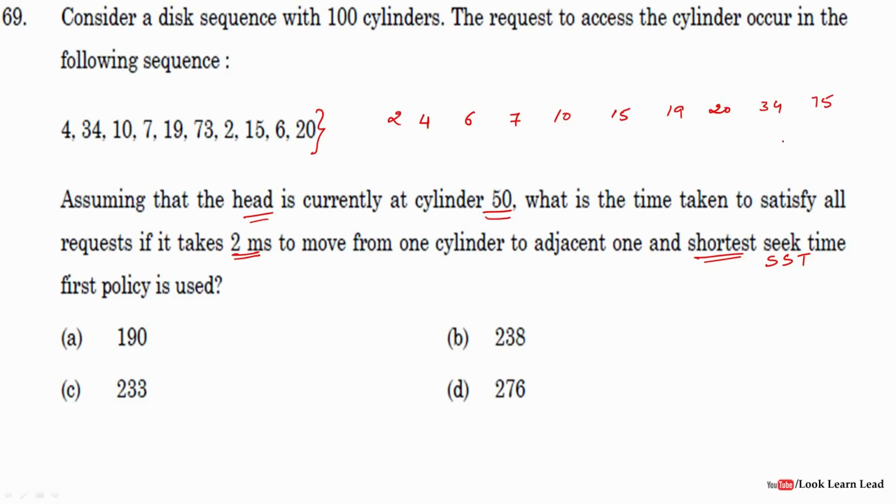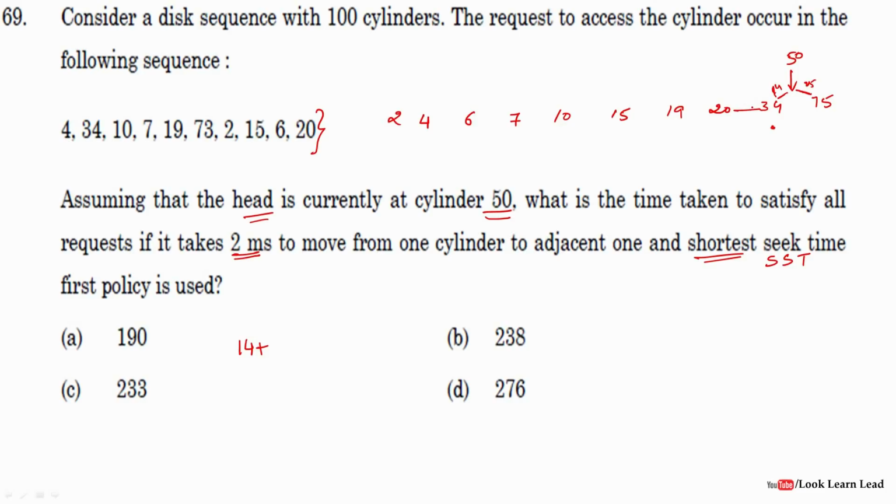Okay, now the head is at 50. The difference between 50 and 75 is 25, whereas the difference between 34 and 50 is 14. So the shortest seek time is to 34. So we would come to 34 first, and the difference is 14. So I'll write 14 plus, as we would be adding everything. And from 34, obviously 20 is nearer.